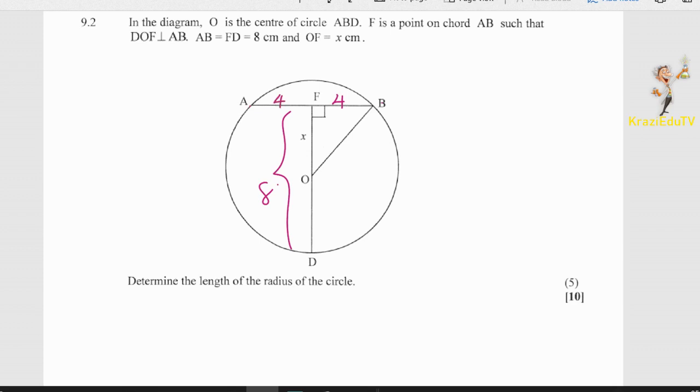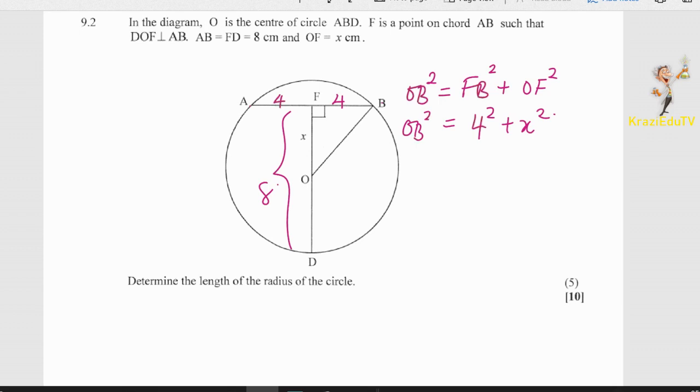And we know that we can use our Pythagoras theorem there. So we know that OB squared will be equal to what? FB squared plus OF squared. And that is what? 4 squared plus X squared. By the way, I do know that this is OB squared.